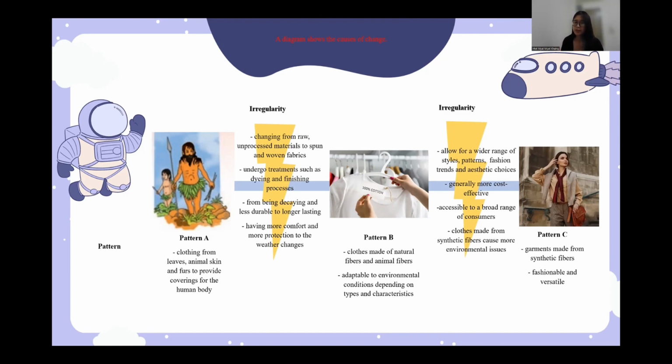But the drawback is that clothing made of synthetic fibers causes more environmental issues. We can have environmental and sustainability concerns regarding this, because they are made from chemicals. This is one thing to consider.